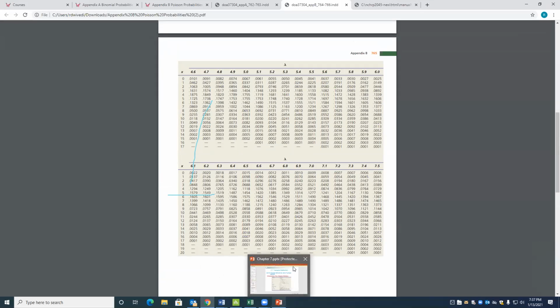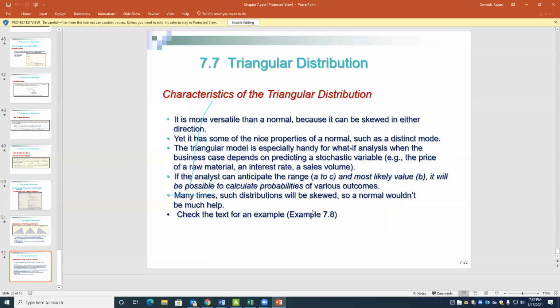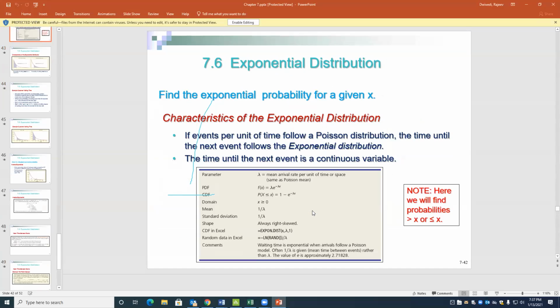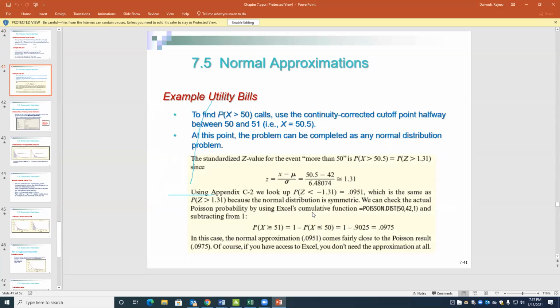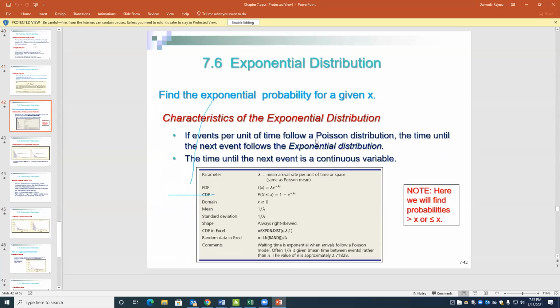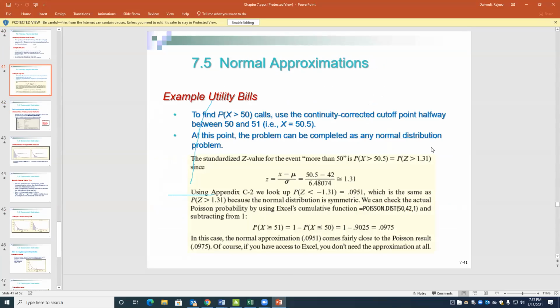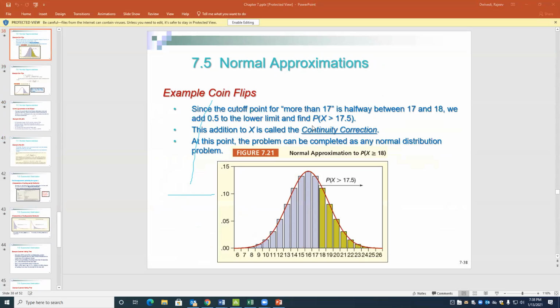For the rest, I think I covered everything of chapters 6 and 7 right here. If you have any question related to these two chapters except exponential, let me know. Any question? If not, we have 23 people.